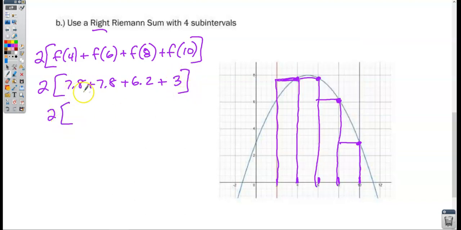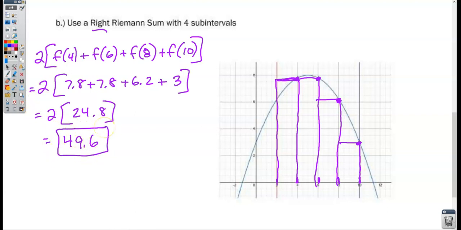Now we add all those together. That's 15.6, 21.8, 24.8. And we multiply by 2. And my right Riemann sum approximation is going to be 49.6.